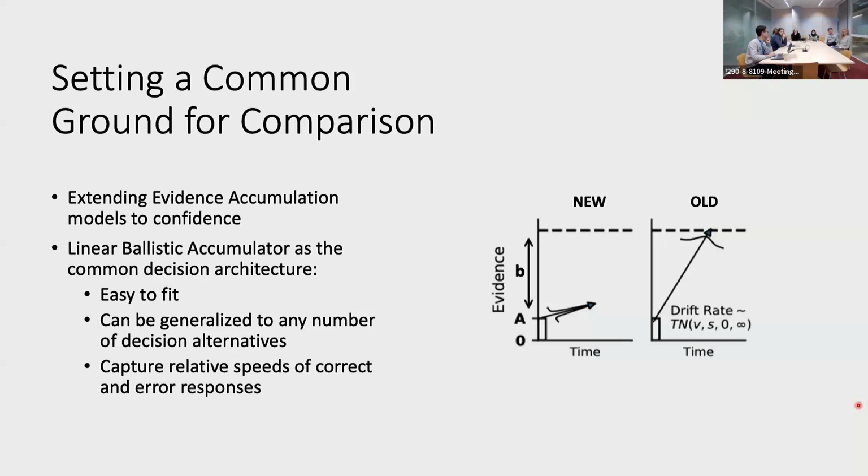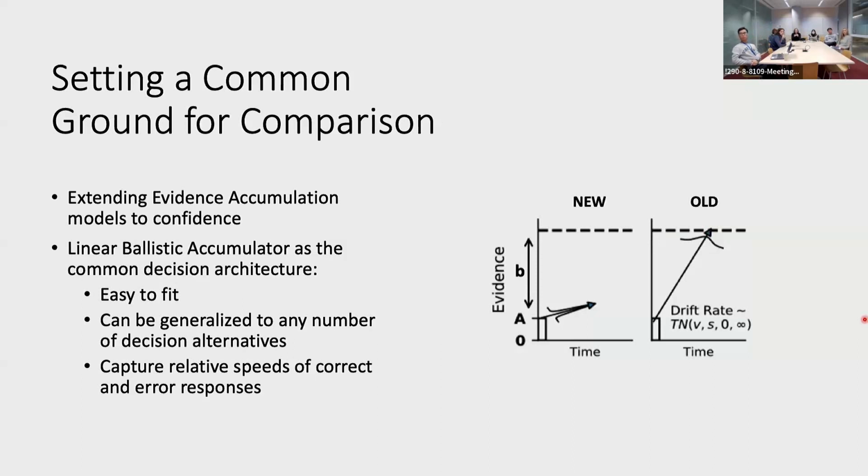Will produce faster accumulation to the threshold. So when one of the accumulators reaches the decision boundary, it triggers the corresponding response, and the response time is determined by the time taken for the accumulator to reach the threshold plus an additional non-decision time for encoding and responding. So LBA does not have within-trial noise during the decision process.